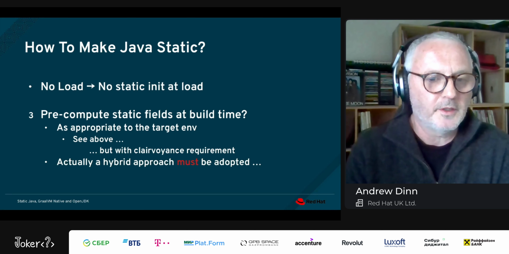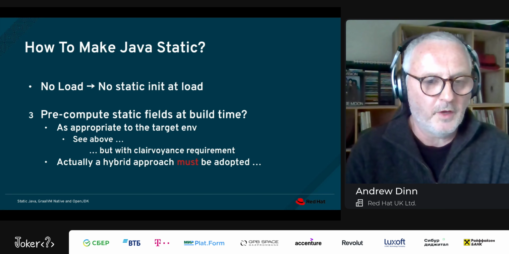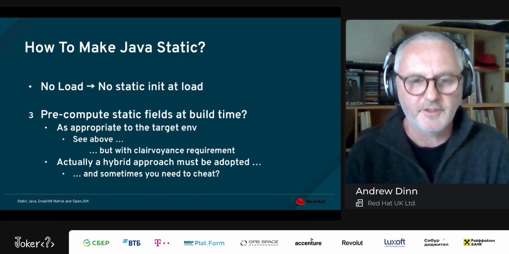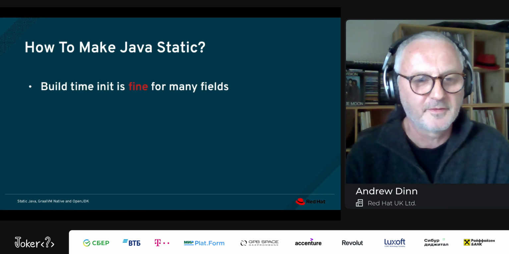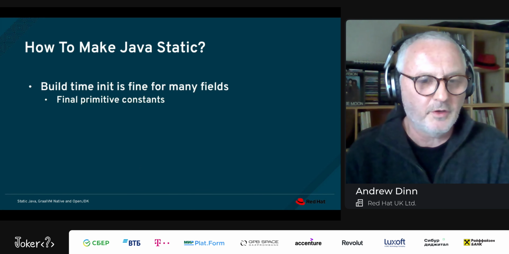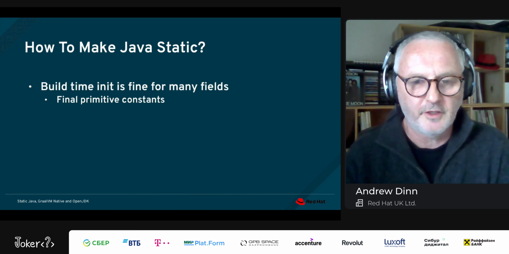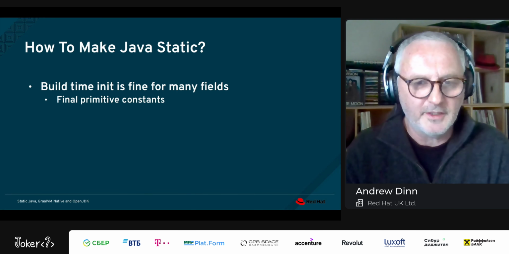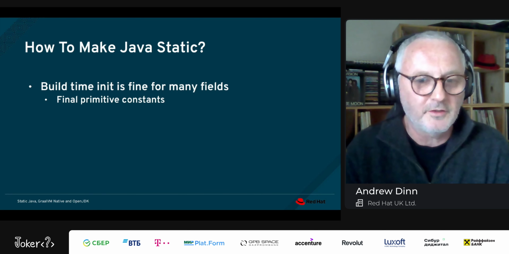And actually, you can't do build time initialization for everything anyway. Only certain things can be done. And actually, we'll find also, if you try doing this, you have to cheat. And I'll give some examples of that and show you how Graal does that. So build time init is generally fine. If you've got a final primitive constant field and it's initialized to 257, it doesn't matter when it's initialized to 257, it's always going to have the same value. So it doesn't matter when you do that, and you can do that safely at build time.